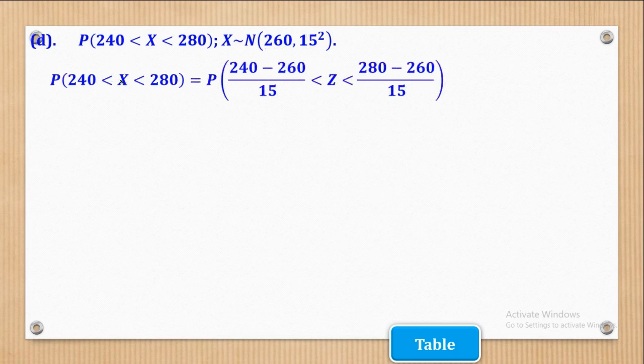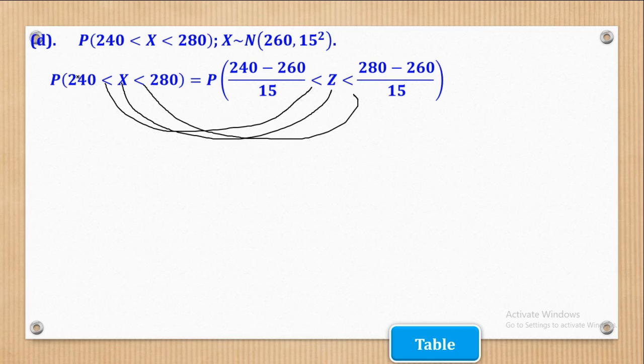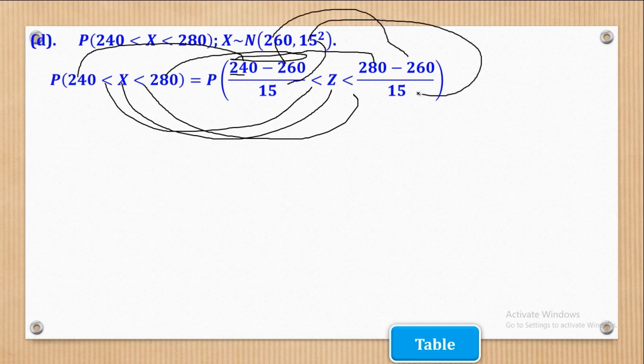So standardizing, this capital X becomes capital Z. The inequality sign is maintained here and here. But this is our next value, it has to be converted to a Z value using the formula x minus mean over standard deviation. So this is the value of x, the mean is 260 and standard deviation is square root of variance. Similarly, this one has to be converted, so x is there, then the mean is 260 and standard deviation is square root of variance.